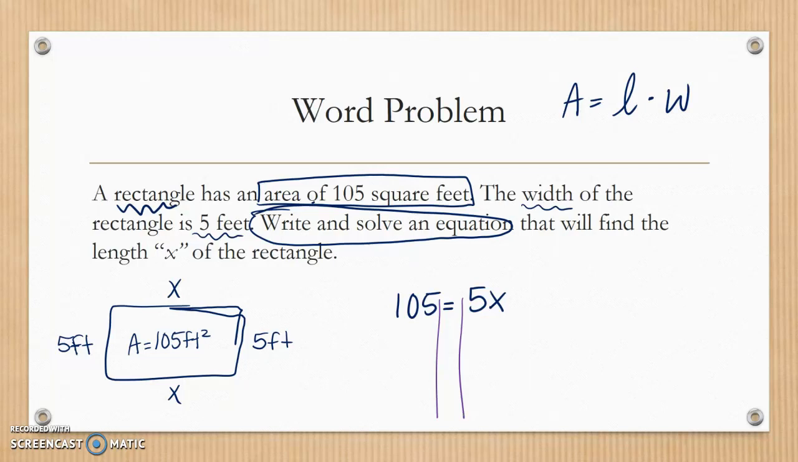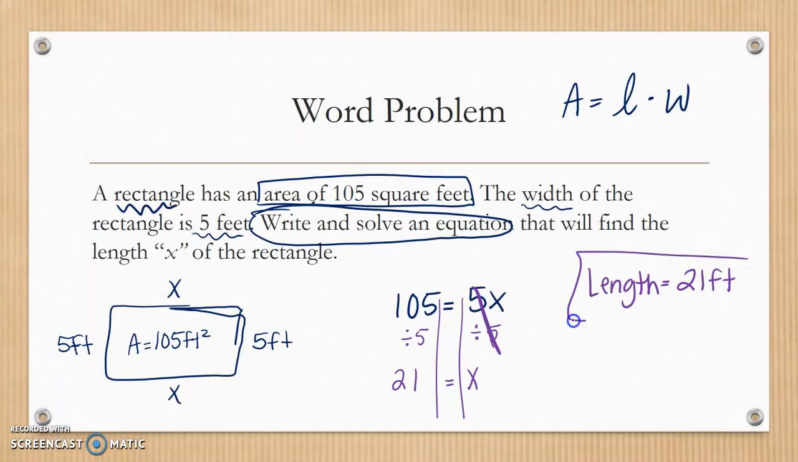Now we actually have to solve it. So I'm going to divide both sides by 5, since this is a multiplication problem. And since we've got 5 and 5 on the right side, we can cross those off. We're just left with x. And then 105 divided by 5 will give you 21. So this means that our length is 21 feet for this rectangle.